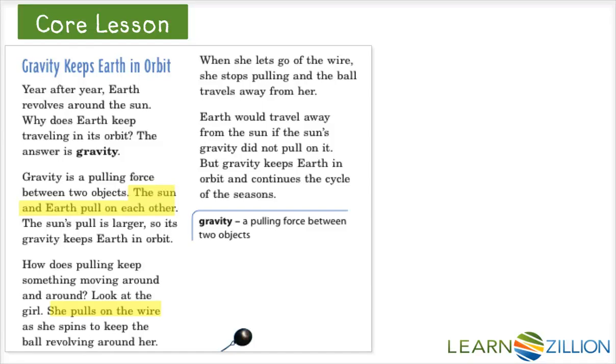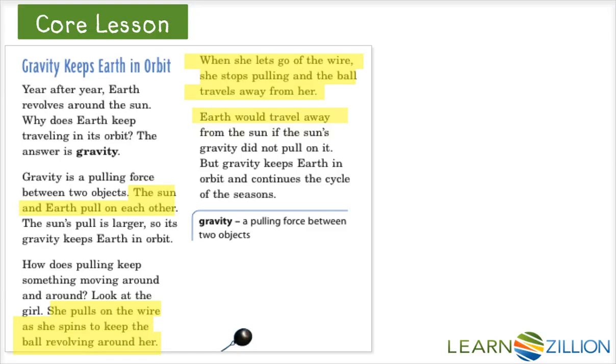As I keep reading, it says she pulls on the wire as she spins to keep the ball revolving around her. When she lets go of the wire, she stops pulling and the ball travels away from her. So the girl and the ball are spinning around, and I've done that before, and that's making a picture in my mind of when I let go of something, it would fling in the air and fly away. So that's what that paragraph was describing to me, and it's the same thing for the Earth and the sun, I think, is what it's trying to say.